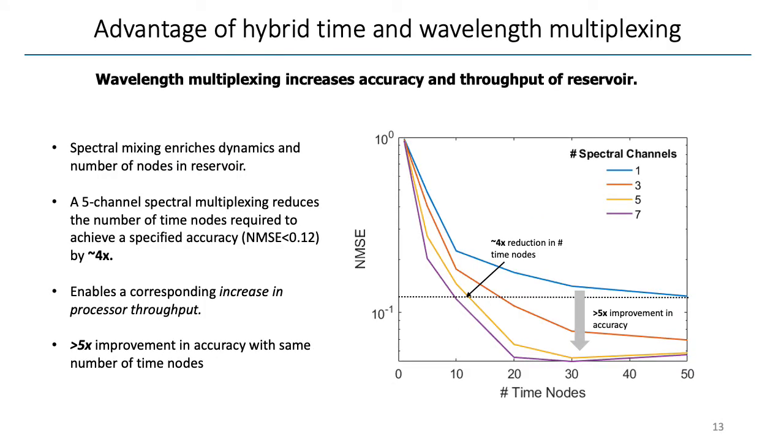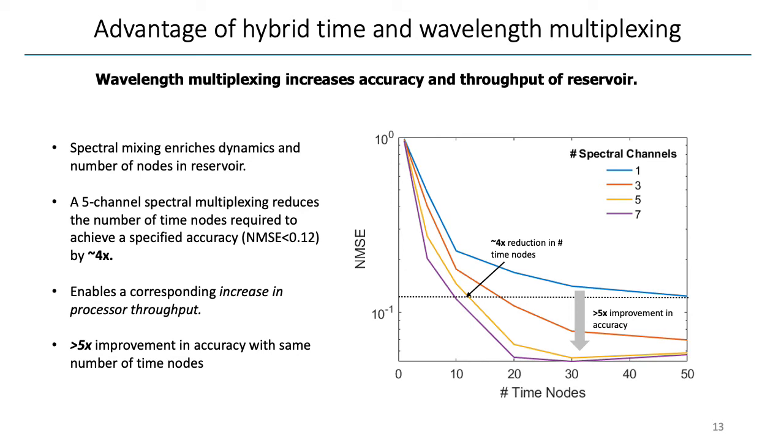We ran the photonic reservoir model on the NARMA 10 task and looked at the resulting performance as a function of the number of time nodes as well as the number of spectral channels. We found that the wavelength multiplexing improved the reservoir performance, and that as the number of spectral channels was increased, the normalized mean squared error was reduced. This benefit was seen to hold for all values of the number of time nodes that we included.